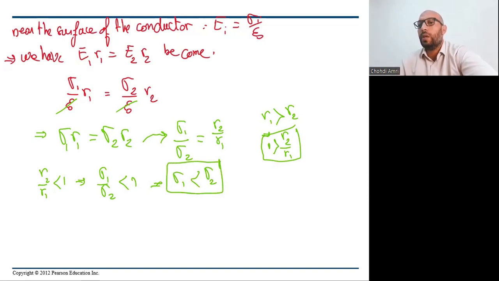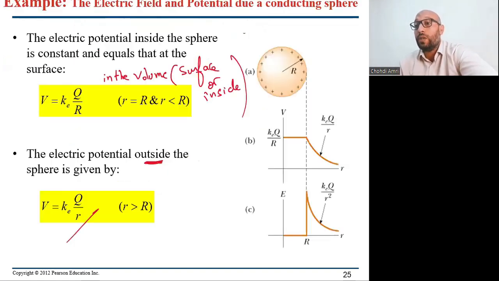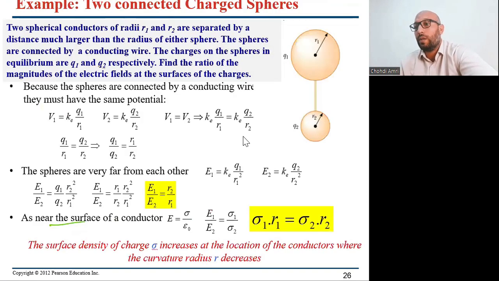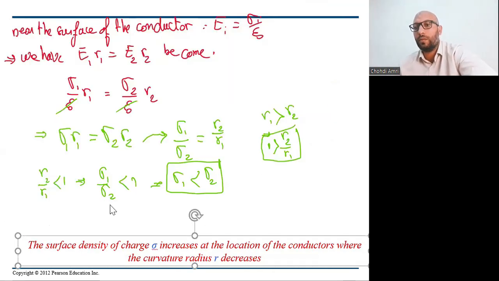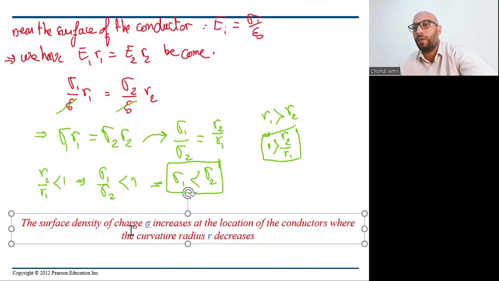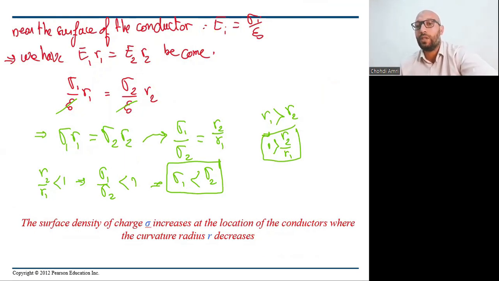And what can we conclude? If the radius of the sphere is smaller, the surface charge density is higher. We can say that the surface density of charge sigma increases at a location of the conductor where the curvature radius decreases. If R2 is small, sigma 2 is higher. And we are done with this chapter.